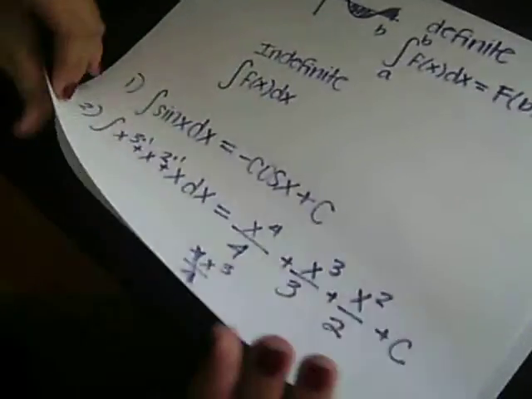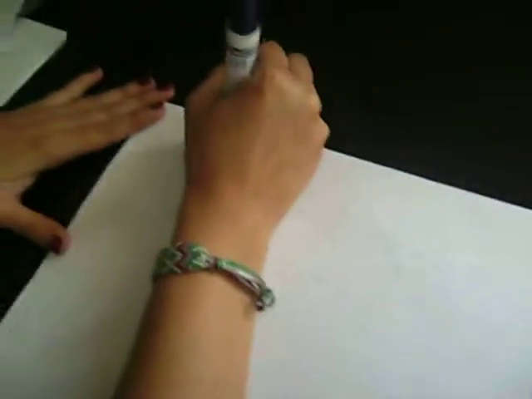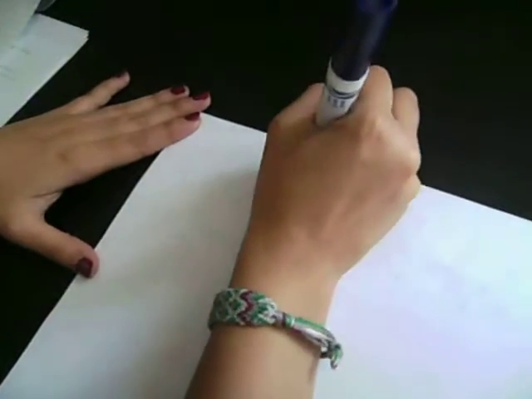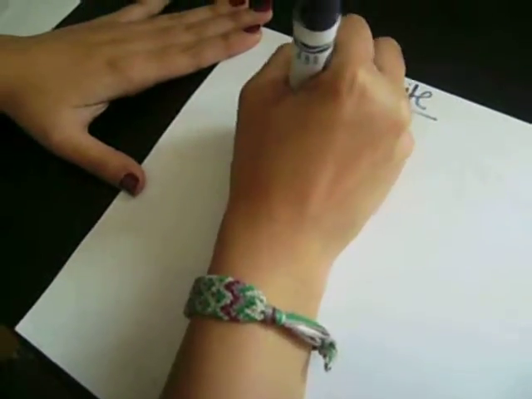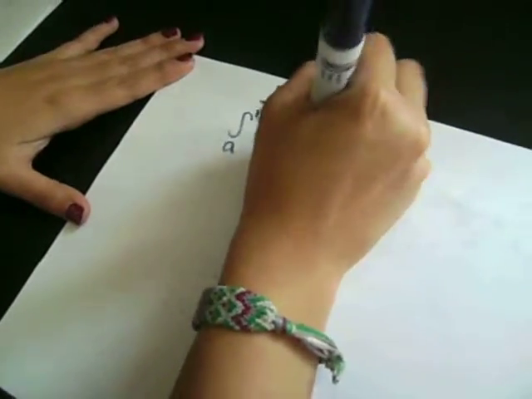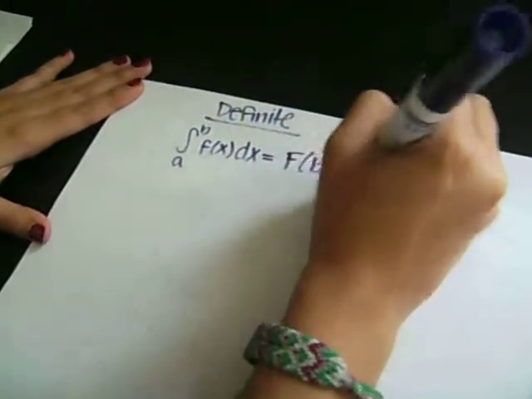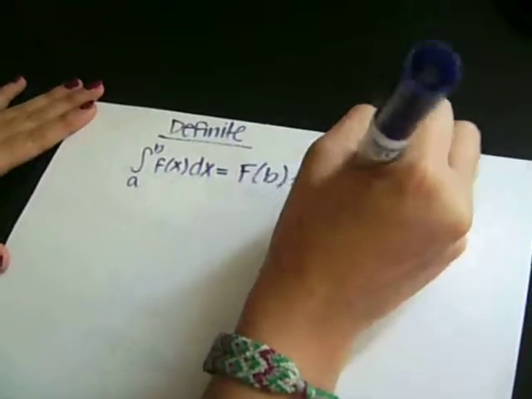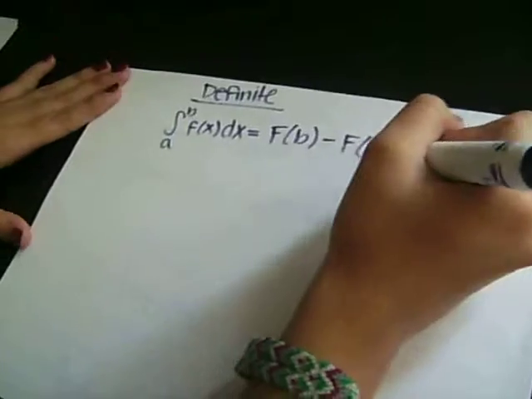Let's move on to the definite integrals, and like I said, these have limits, and so the equation from A to B, f of x dx equals f of B minus f of A. That's the equation.